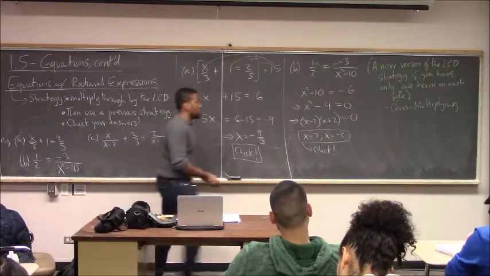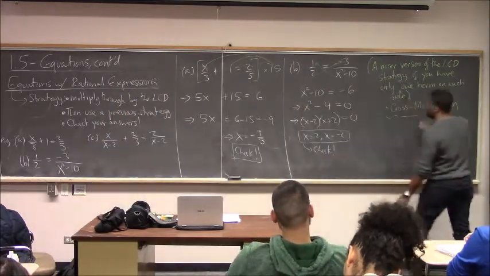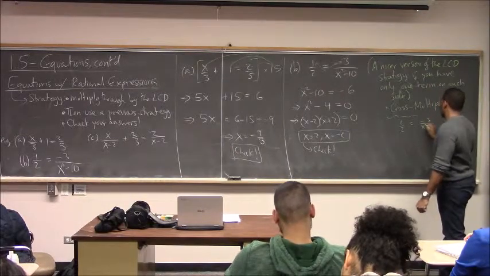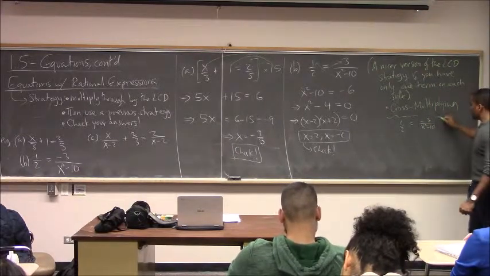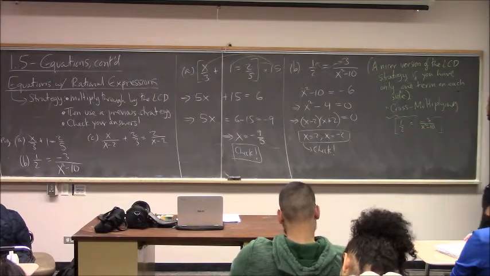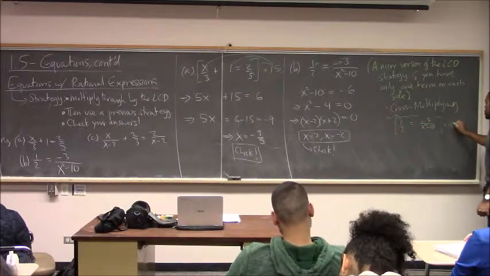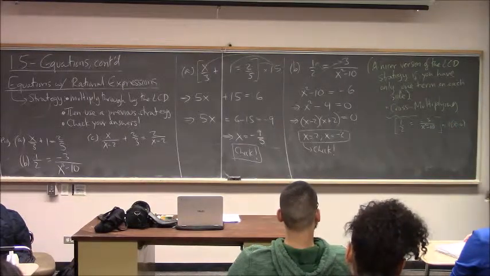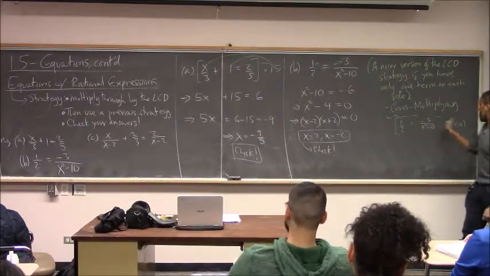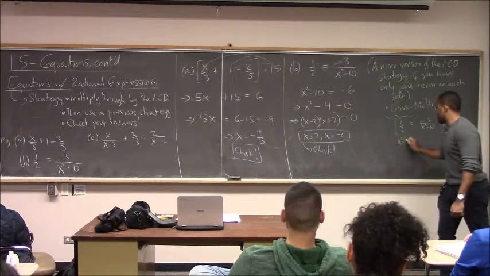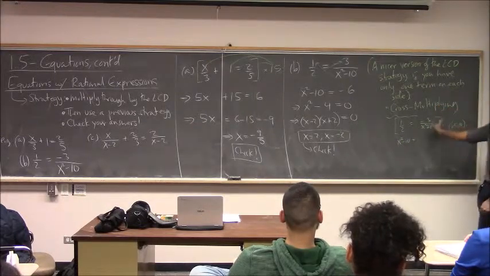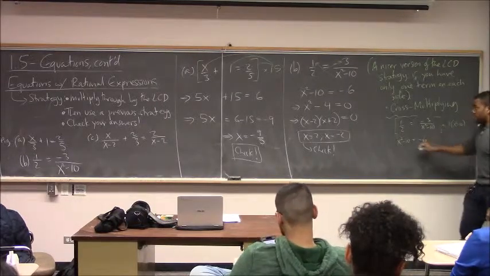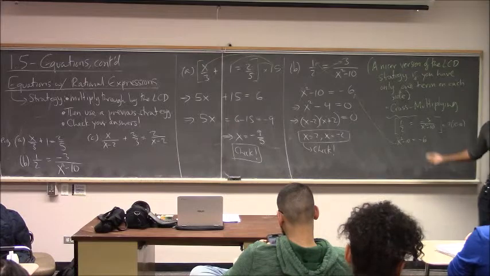I also want to show you here, if you were to do the strategy of multiplying by the LCD, in this case it would be 2 times x squared minus 10. Multiplying out here, the 2's would cancel, and you'd be left with x squared minus 10. Multiplying here, the x squared minus 10's would cancel, you'd end up multiplying by 2, and you get exactly the same thing. Right? It's the same idea.